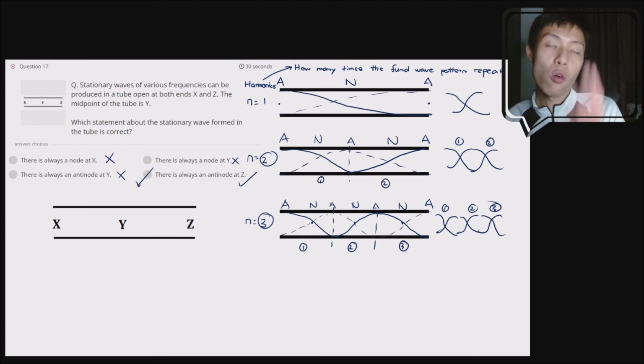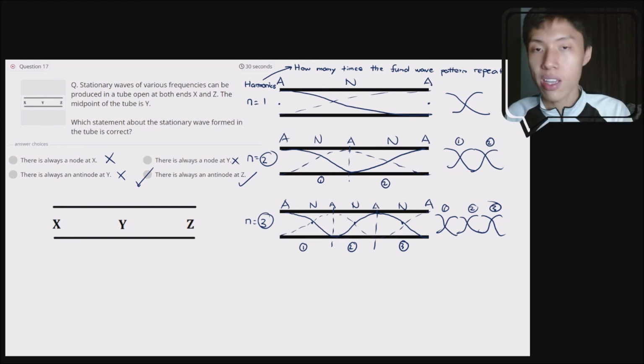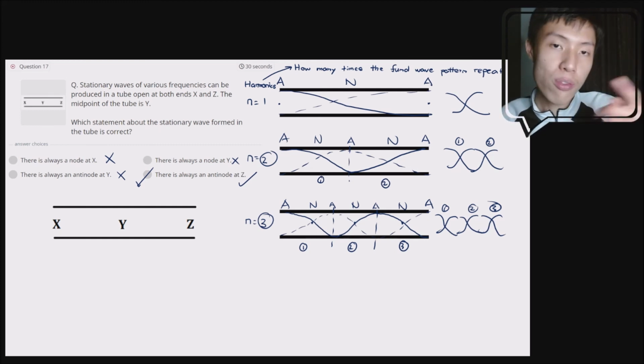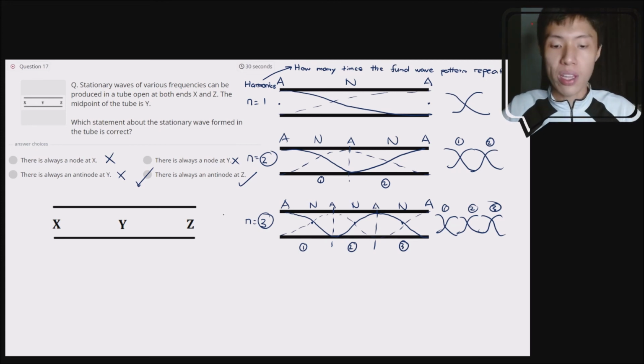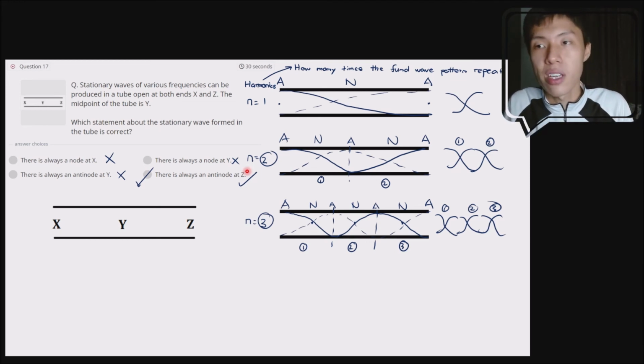Okay, for an open pipe, n goes from n equals 1, n equals 2, n equals 3. But if you move to a closed pipe, which is one end closed, one end open, then you notice that if you construct this, it will go from n equals 1 to n equals 3 to n equals 5. There is no n equals 2, there is no n equals 4 if it's a closed pipe. So that's why we say for a closed pipe, there are only odd harmonics, there are no even harmonics. So there is no second harmonic, there is no fourth harmonic for any closed pipe. We need to be aware of that as well. Okay, so this is question 17. Let's move on to the next question.